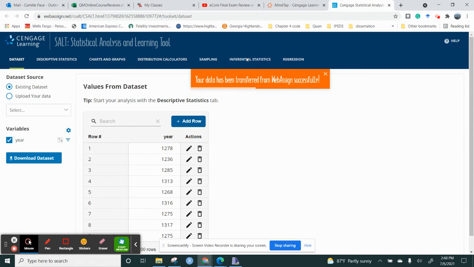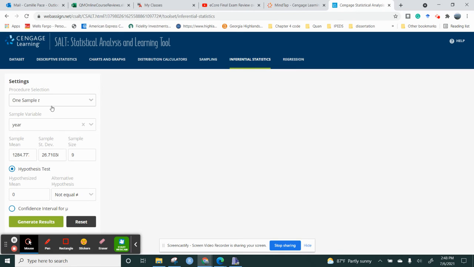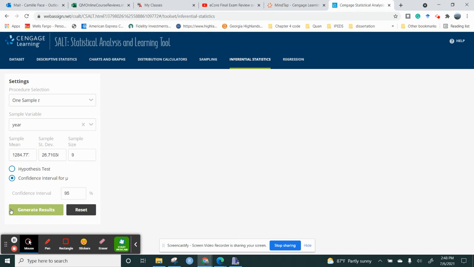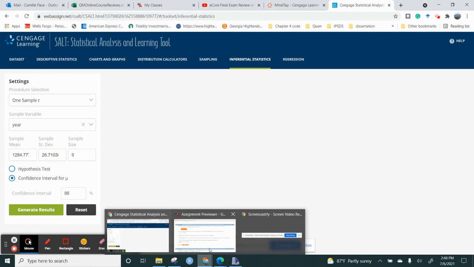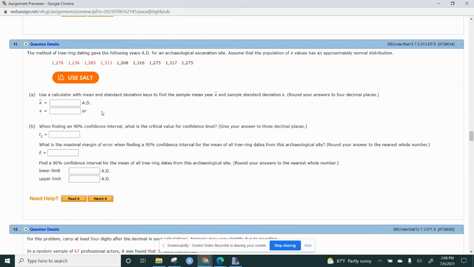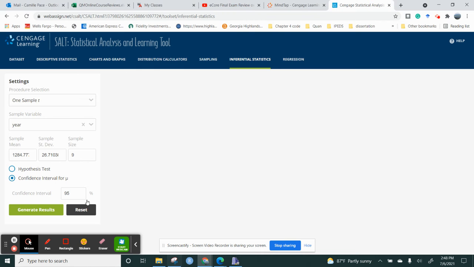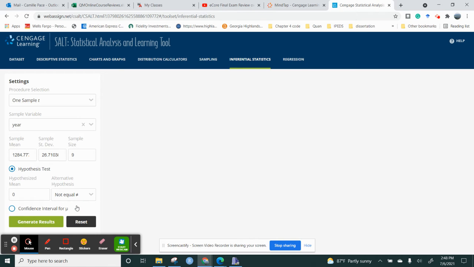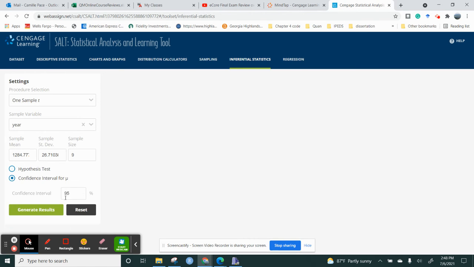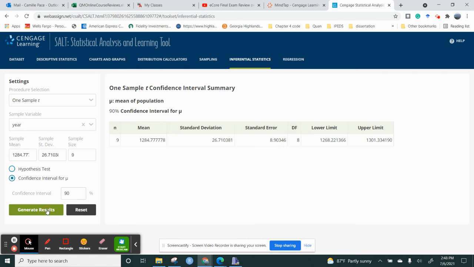So I'm going to go to inferential statistics, one sample for year, and I'm going to hit confidence intervals. And I'm going to change it because if I go to this one, it says 90% down here, and I want to just go ahead and do that while I've got it in one place. So I'm going to go down to 90%, hit reset, and then hit generate.